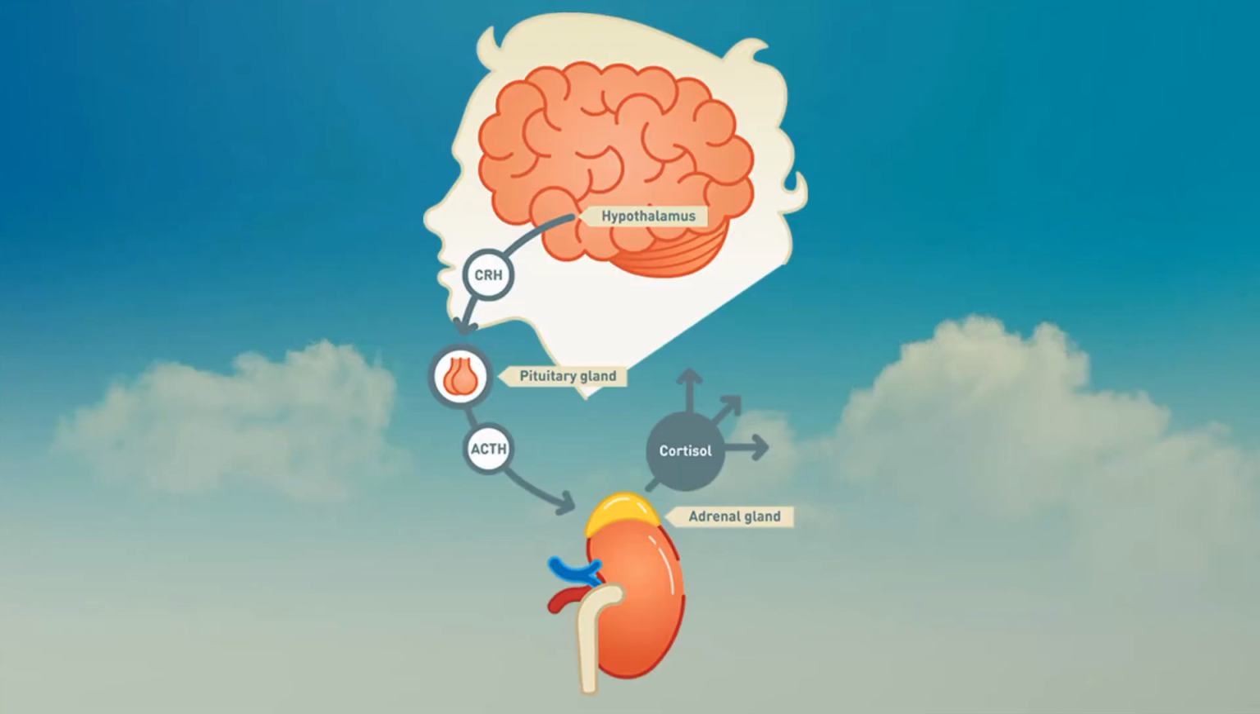The hypothalamus is in the brain, and the pituitary gland sits just below it. The paraventricular nucleus of the hypothalamus releases corticotropin-releasing hormone, which stimulates the pituitary gland to release adrenocorticotropin. ACTH travels via the blood to the adrenal gland, where it stimulates the release of cortisol. Cortisol is secreted by the cortex of the adrenal gland from a region called the zona fasciculata in response to ACTH.